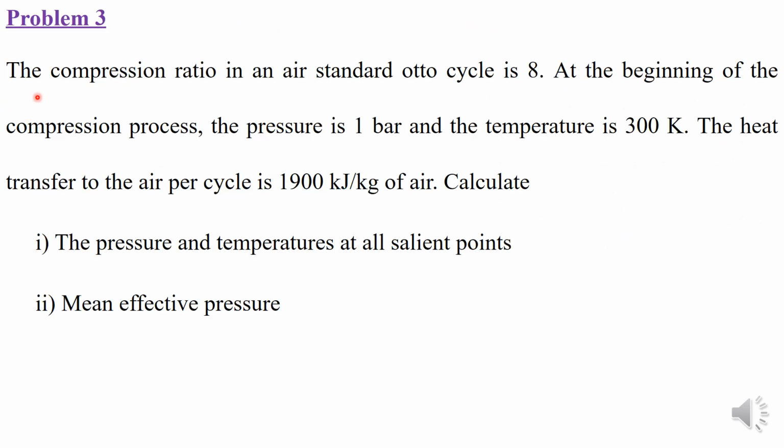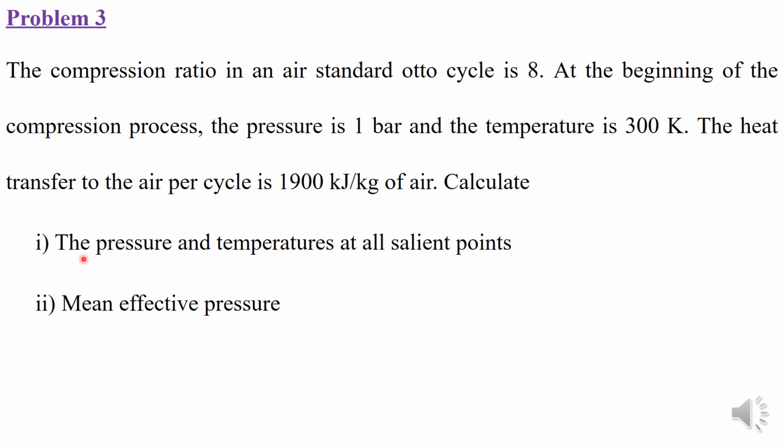Third problem: what they have told is that the compression ratio is directly given, it is 8 for the Otto cycle. The RV value is given. At the beginning of the compression process, pressure is 1 bar and temperature is 300 Kelvin. That means P1 is 1 bar, T1 is 300 Kelvin. Next, the heat transfer to the air, that means heat supplied per cycle, is given as 1900 kilojoules per kg of air. So the heat transfer is for the process 2 to 3, the value of Q is given.